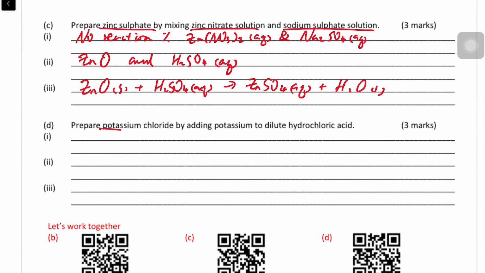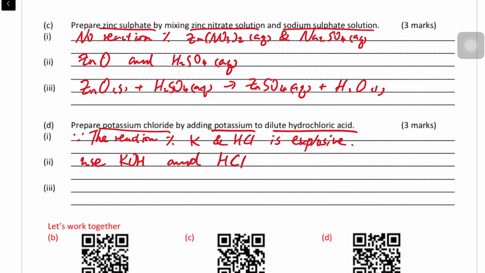Finally is the KCl from potassium and dilute hydrochloric acid. Of course, this is not appropriate because the reaction is explosive, which is dangerous. So what we should do is, again, we use neutralization as a good choice. And the reaction and the equation will be like this.